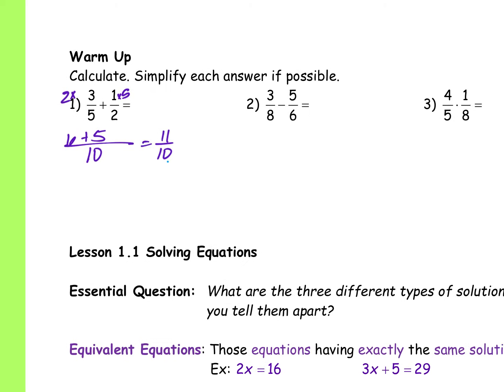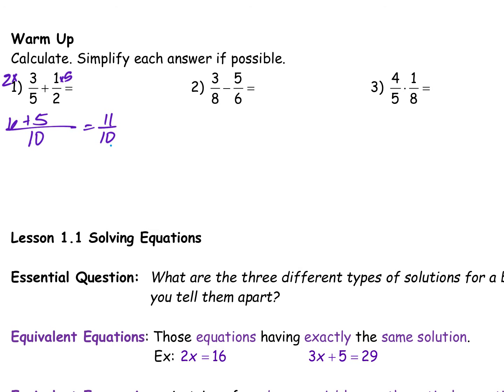Okay. So same thing for my second one. What's my common denominator going to be? 24. Good. I could say 48, but then I'd have to simplify. So 24 would be better. And what am I going to multiply the 8 by? Times 3. And what am I going to multiply the 6 by? Times 4. So I've got 9 minus 20, which is negative 11/24ths. Still get 11.